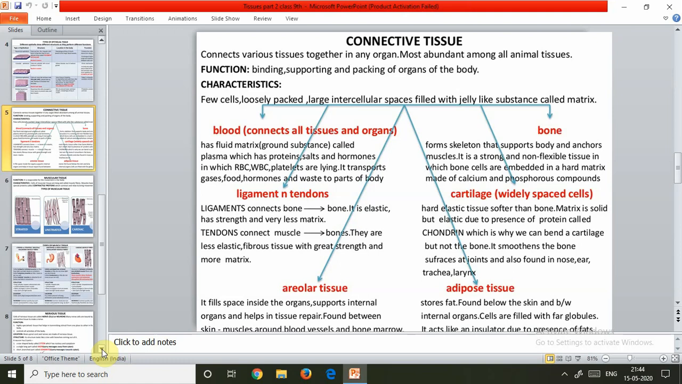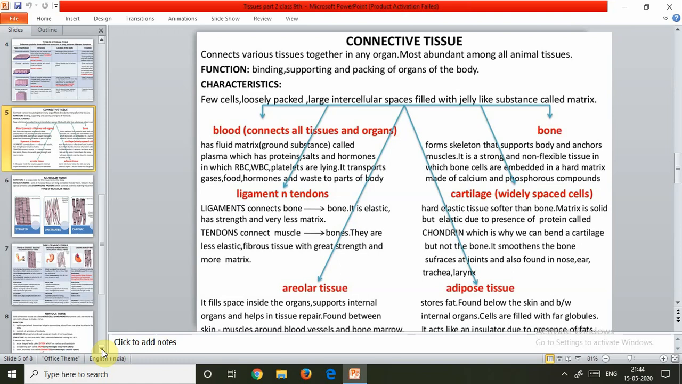Where is the occurrence of these? It is the simplest and most widely distributed connective tissue. It joins the skin to muscles, and it also fills the spaces inside organs and is found around muscles, blood vessels and nerves. Now, the dense regular connective tissue is a fibrous connective tissue.